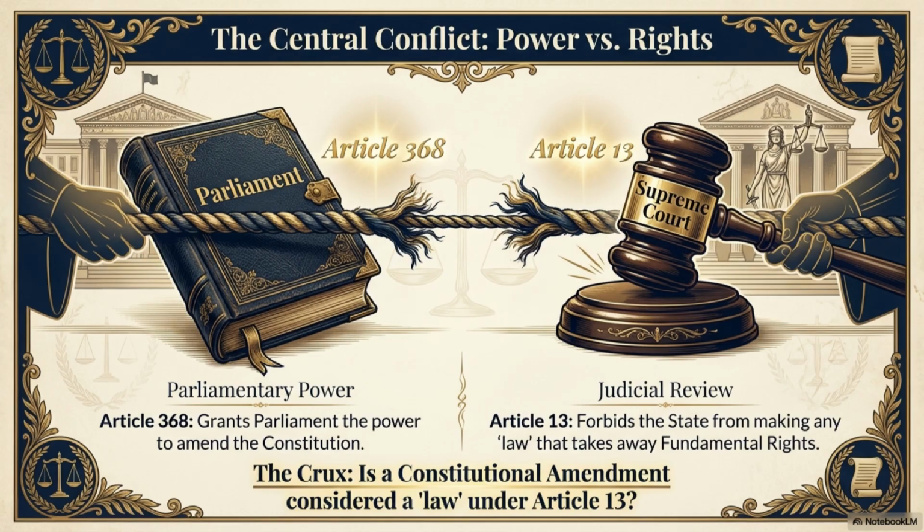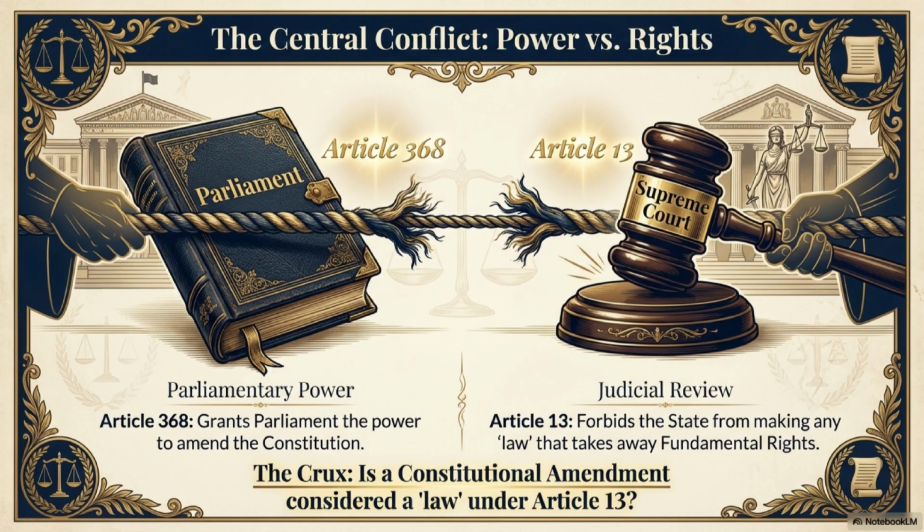The high courts started striking down these land reform laws. They said, you cannot violate a fundamental right. It's right there in the text. So the government is stuck. They have a mandate from the people to fix the land system, but the Constitution is standing in the way. Precisely. So what does Parliament do?